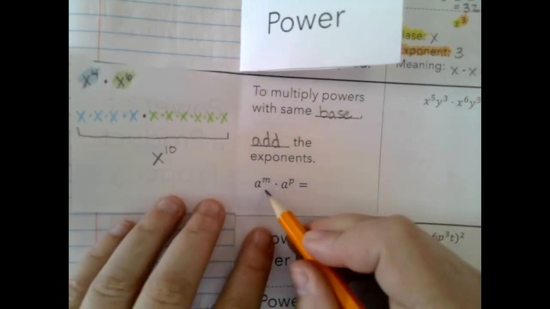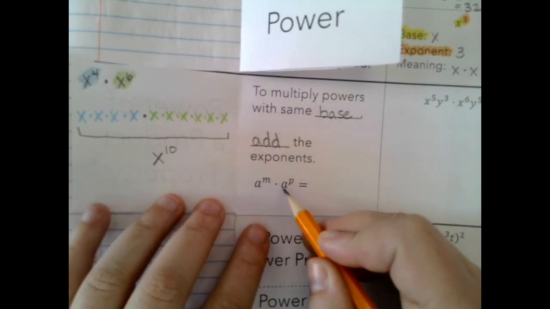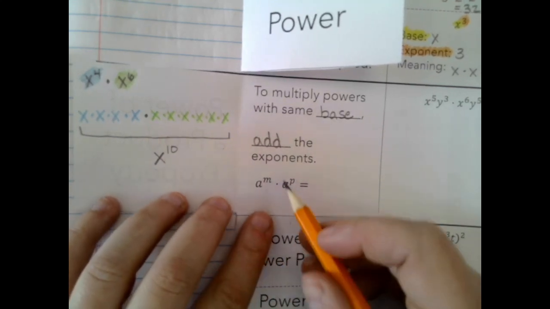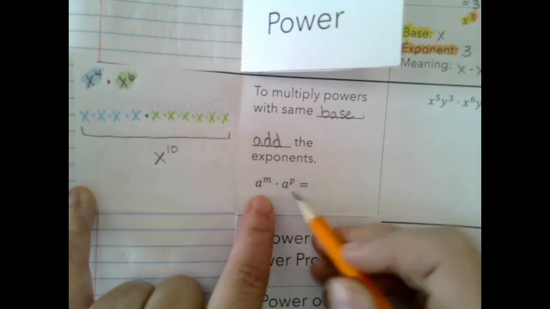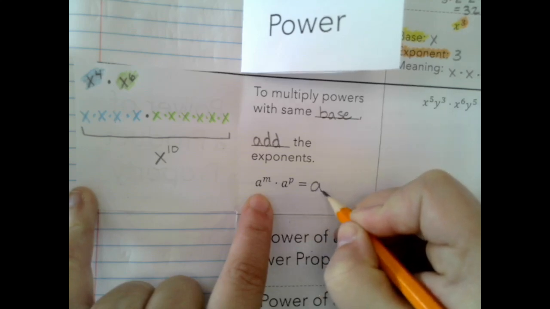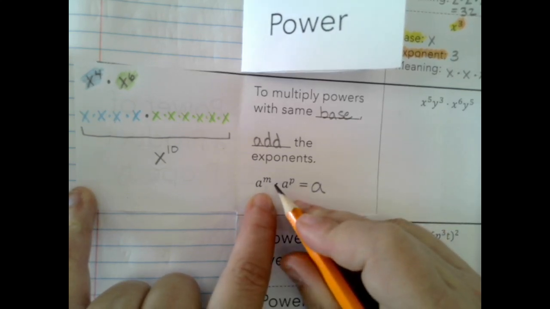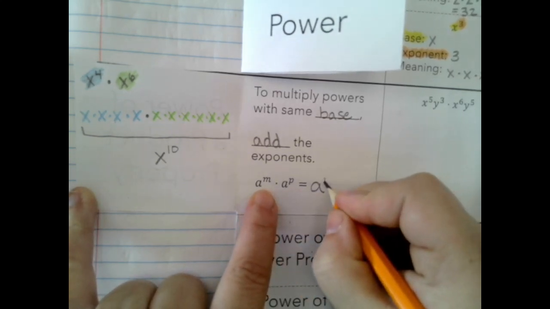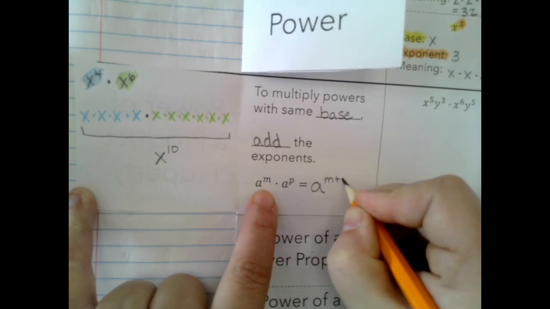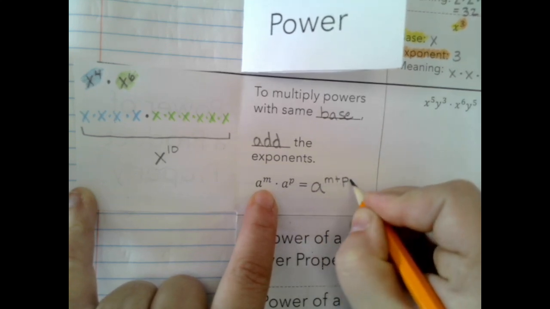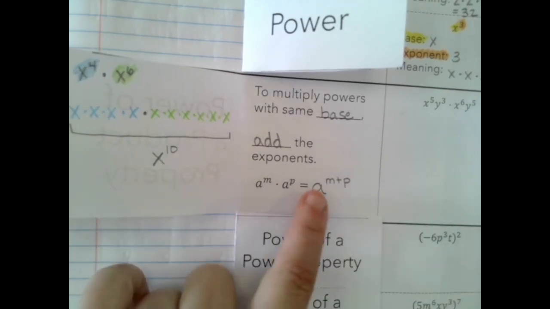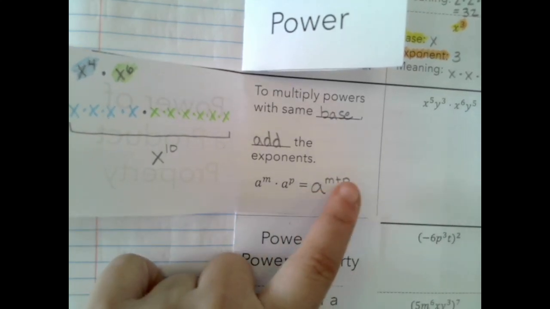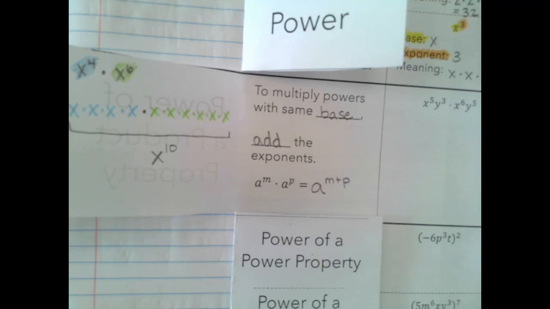So here if I have a to the m power times a to the p power, pretending that m and p are numbers, I keep the base the same, a, but my new exponent would be the m plus p. Now remember, exponents are written a little smaller, and they're up in the corner. So when you write that number smaller up in the corner, make sure that doesn't look like am plus p. We want a to the power of m plus p.